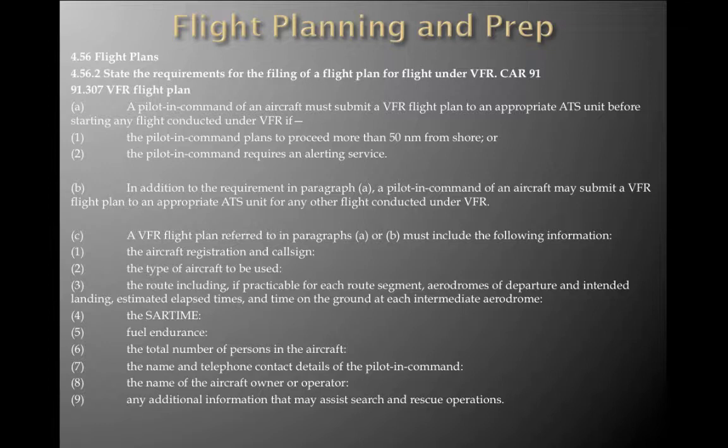B states that in addition to the requirements in paragraph A, a pilot in command of an aircraft may submit a VFR flight plan to an appropriate ATS unit for any other flight conducted under VFR. C says that a VFR flight plan referred to in paragraphs A and B must include the following information. 1. The aircraft registration and call sign. 2. The type of aircraft to be used. 3. The route, including, if practicable, for each route segment, aerodromes of departure and intended landing, estimated elapsed times, and time on the ground at each intermediate aerodrome.